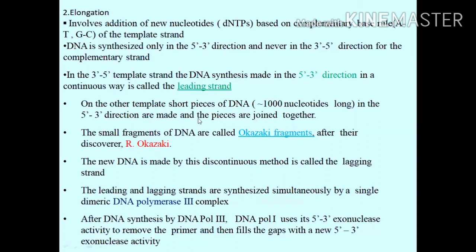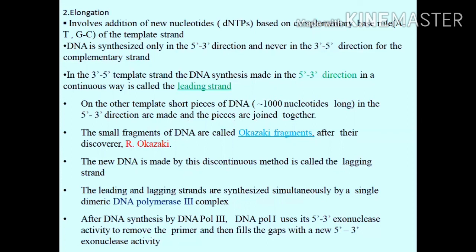These fragments are joined together and make a full-fledged DNA strand. The small fragments of DNA are called Okazaki fragments, after the discovery of R. Okazaki. The new DNA made by this discontinuous method is called the lagging strand. So one of the parent DNA molecule's template strands synthesizes DNA in the form of short fragments or short pieces, consisting of 50 to 100 nucleotides, with the help of a number of RNA primers.